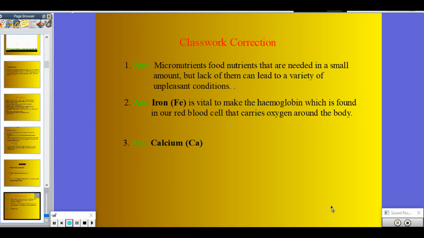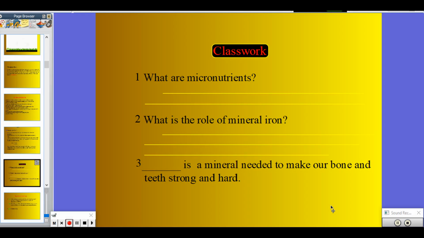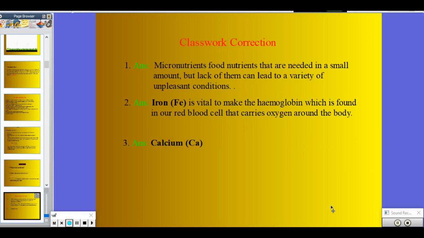When it comes to the correction part of the classwork, question number 1 says, what are micronutrients? Micronutrients are food nutrients that are needed in a small amount, but lack of them can lead to a variety of unpleasant conditions. Question number 2, what is the role of mineral iron?